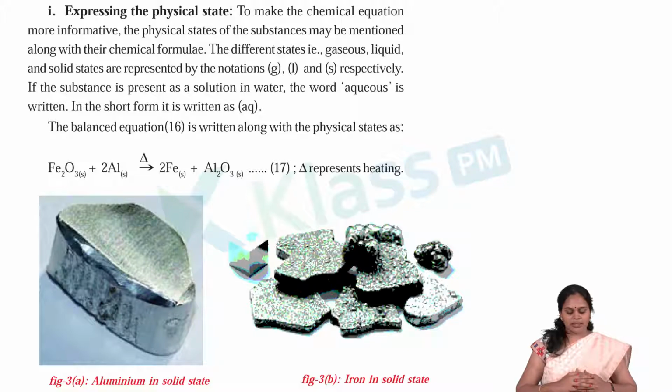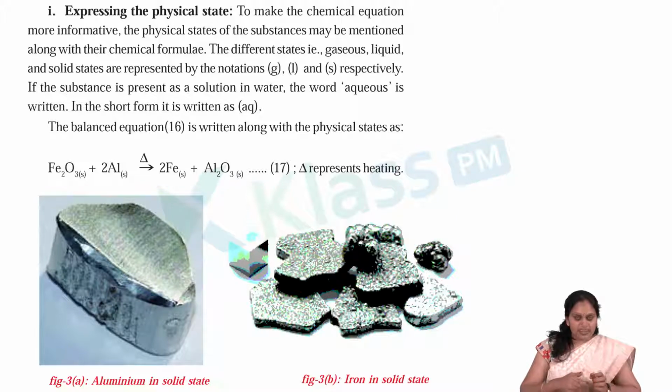If the substance is present as a solution in water, the word aqueous is written. In the short form, it is written as AQ. If you observe this chemical equation, Fe2O3 plus 2Al gives 2Fe plus Al2O3. Here in the brackets, we are giving S for solid: aluminum is solid, 2Fe is also solid and Al2O3 is also solid. When it is happening in the presence of heating, when you heat Fe2O3 plus 2Al, that gives the resultants. So aluminum in solid state looks like this and iron in solid state looks like this.